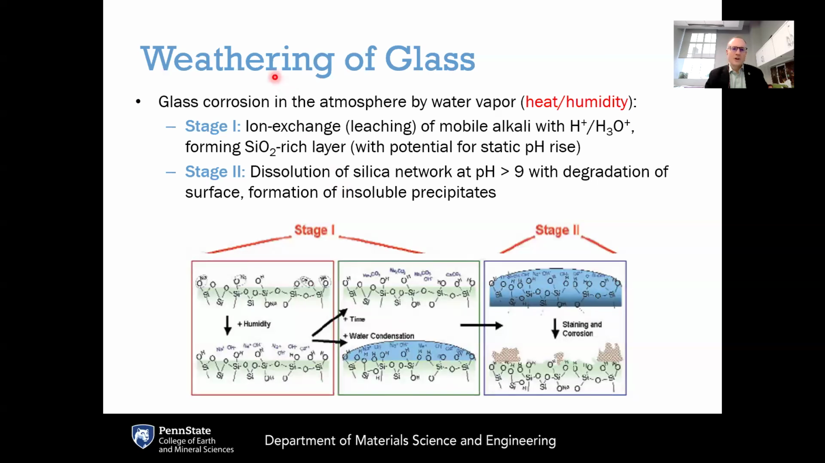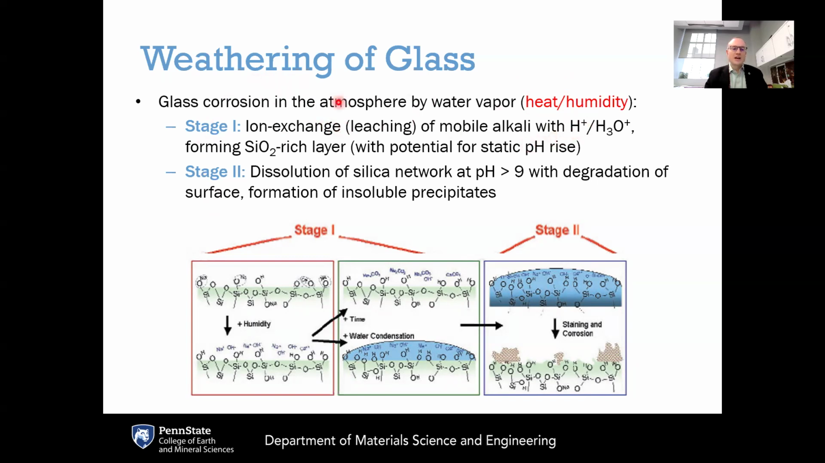So when we consider weathering of glass, the glass corrosion in a humid atmosphere by reacting with water environment, this is a function of both the temperature of the system as well as the degree of humidity. There are two stages to this attack. Stage one is an ion exchange or leaching attack of mobile alkali with H plus or H3O plus.